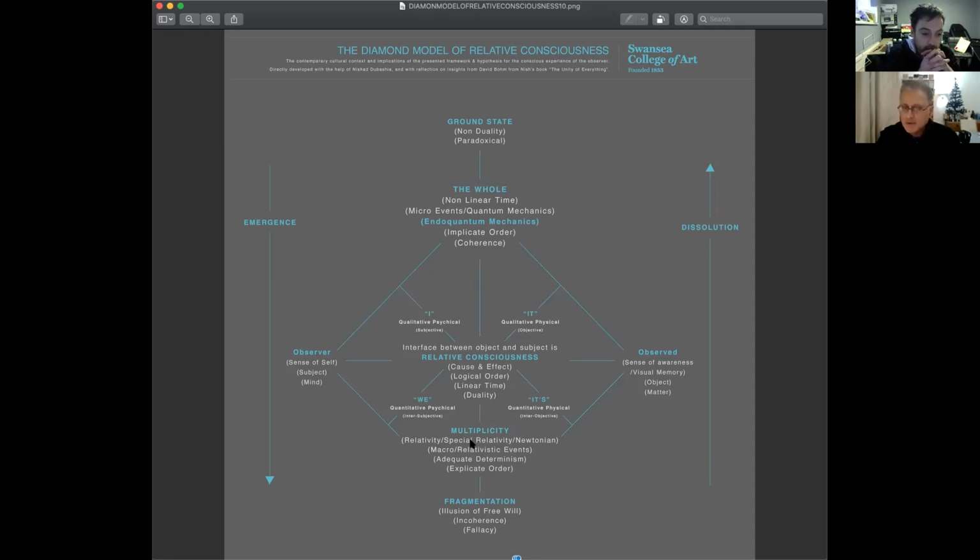So let's just go through them in this way first. You've got the I, which is the whole of the observer. We would say that's subjective, yes? That's the subjective aspect of your experience, because that's what you experience as a unified sense of self, which is the subject.